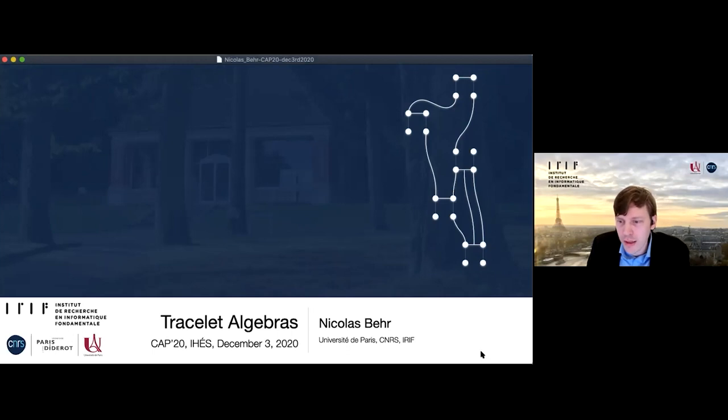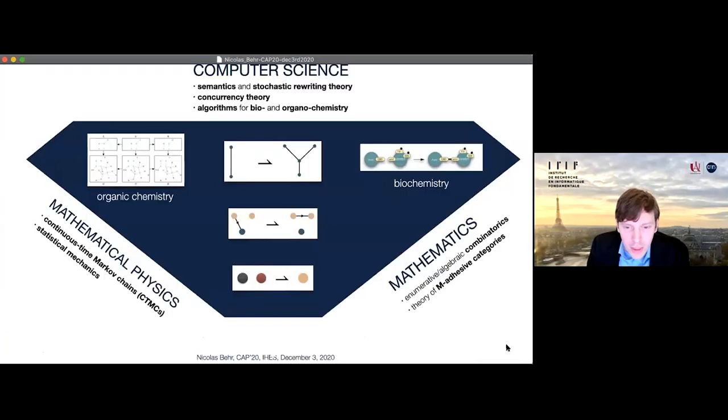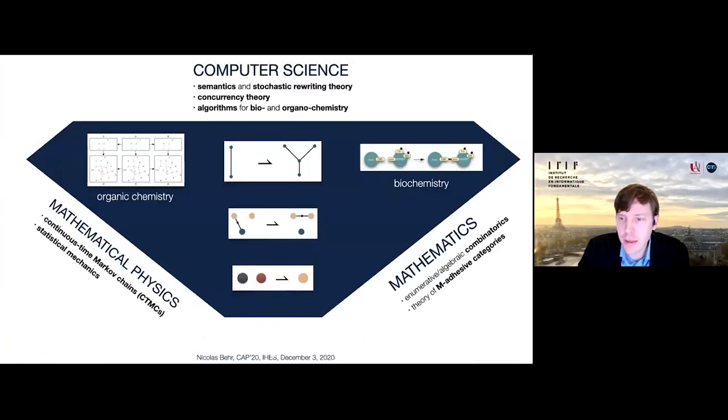And the talk I would like to give today is about a topic which I think is quite in the spirit of CAP, because it is about this type of research which tries to make sense of the deeper links, the mathematical links between approaches to manipulation of graph-like structures in computer science, mathematical physics, and mathematics. So, of course, every one of these disciplines has many, many examples of situations where it is meaningful to look at these type of manipulations.